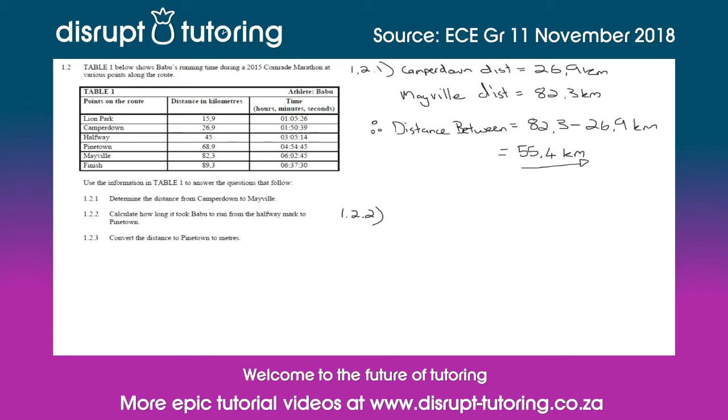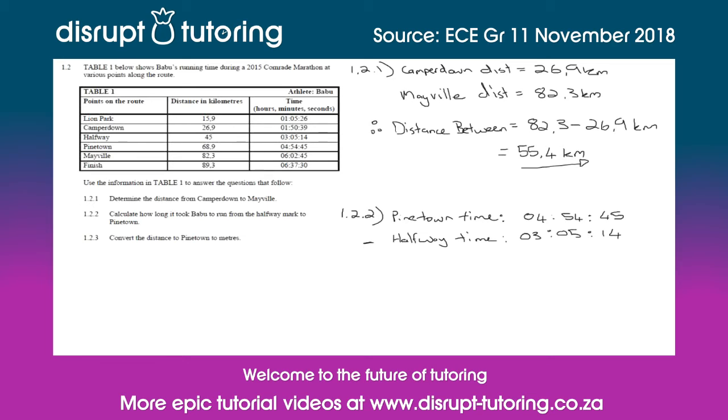So first of all, we write down Pinetown's time, so that's the later time. And as we said, it is 4 hours, 54 minutes and 45 seconds. So we'll need to subtract the halfway time, which is 3 hours and 5 minutes and 14 seconds. So we need to find the difference in it.